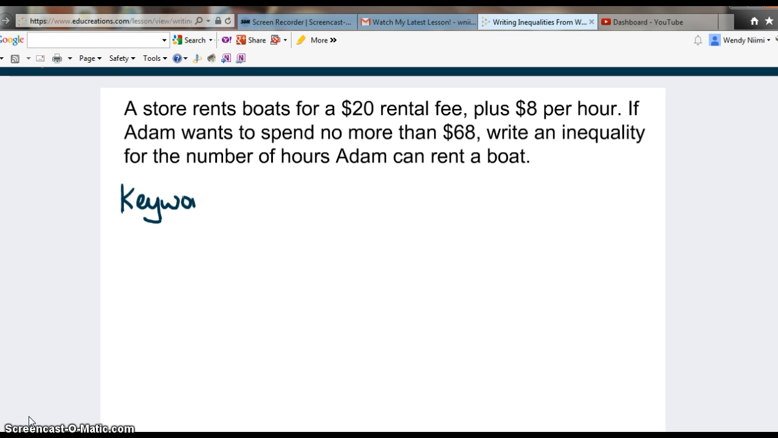All right, let's look for our key word. Our key word in this situation is that Adam wants to spend no more than $68. So our key word is no more than. So the most we can spend to rent our boat is $68.